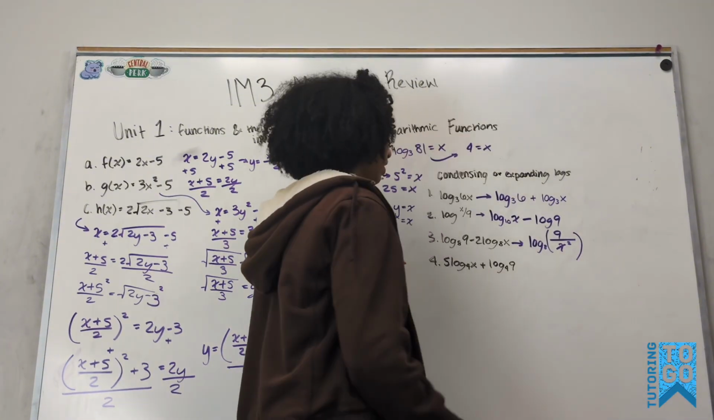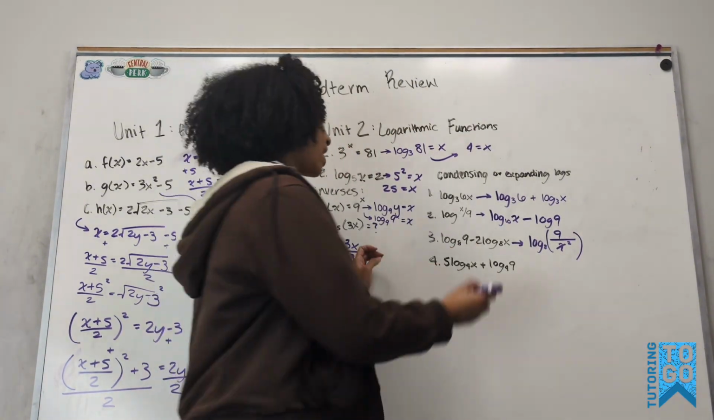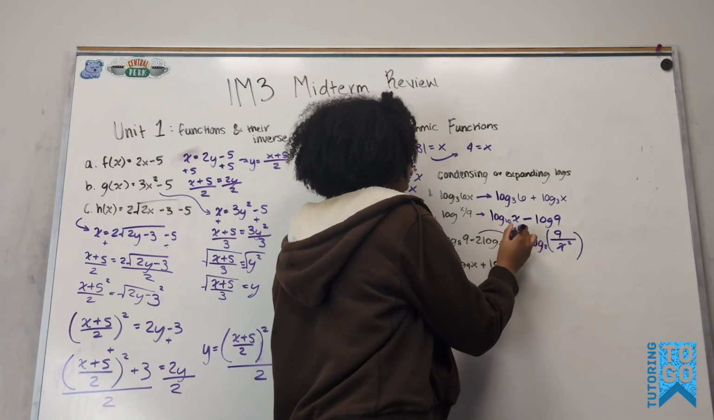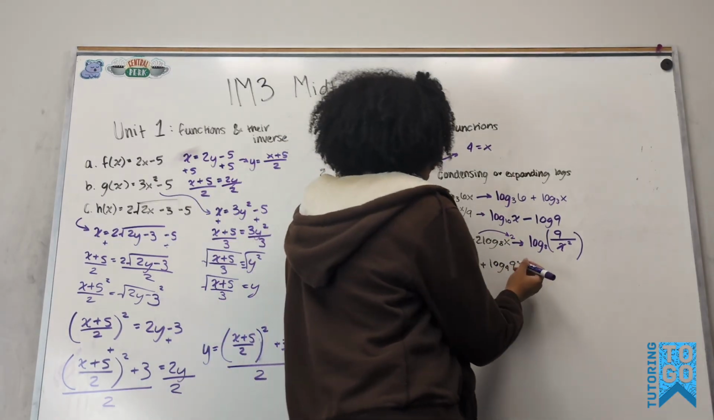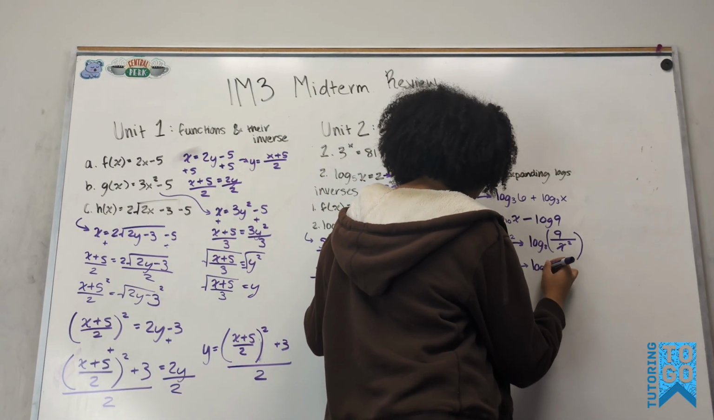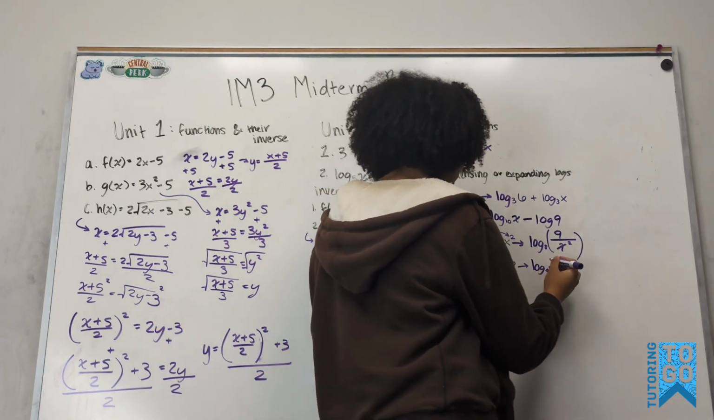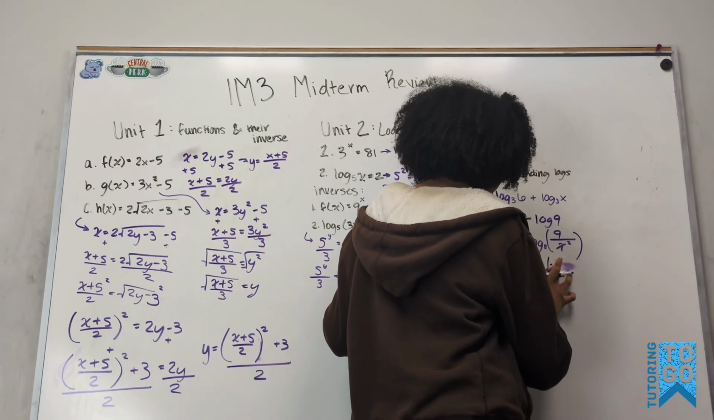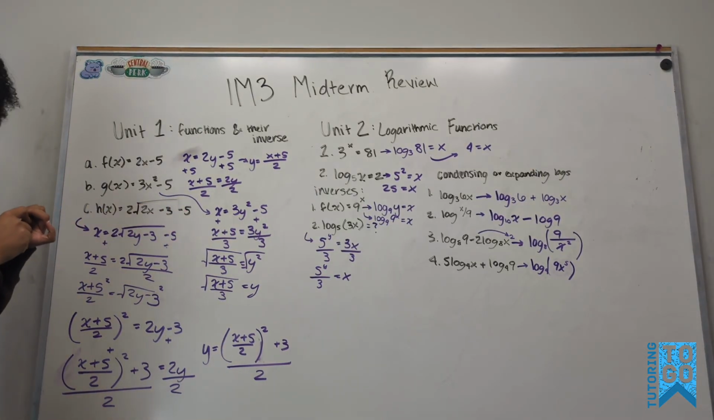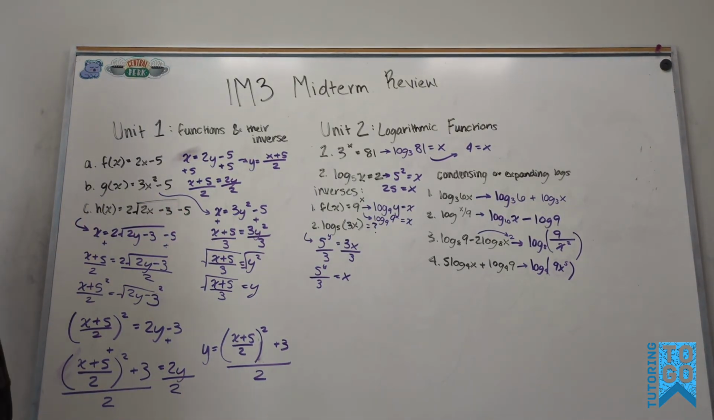When we have a number in front of the logarithm, it's the same as having an exponent. So you just move that when you're condensing your equation. And last one, log of 4 is equal to x to the power 5 times 9, or 9x. So that's units 1 and 2 with functions and their inverse and logarithmic functions.